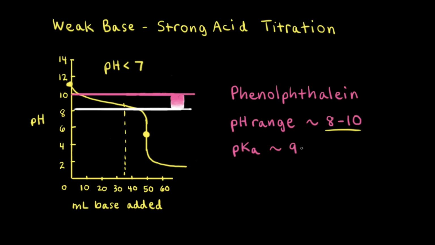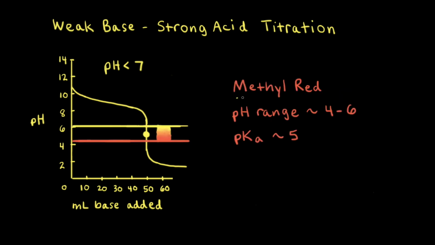Thinking about using pKa values, the pKa value for phenolphthalein is approximately 9, which is not a good fit for the pH at the equivalence point, which appears to be between 4 and 6. Methyl red has a pH range of about 4 to 6 over which it changes color, and a pKa value of approximately 5. And since the pH at the equivalence point is between 4 and 6, methyl red would be a good choice as an acid-base indicator for this titration.